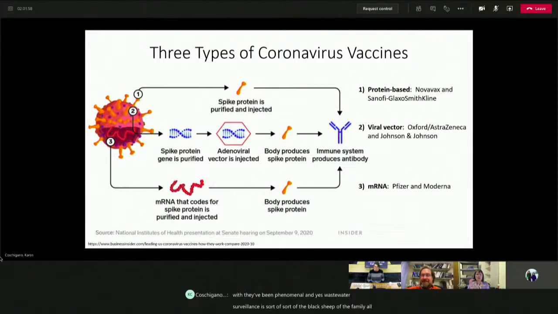And yes, wastewater surveillance is sort of the black sheep of the family. All resources are going towards clinical testing. So for wastewater surveillance, we've had to use what's left over, what people aren't needing for the clinical testing. Someone phrased it as the wild, wild west. Everybody's got a different technique because you work with what you've got. Like my centrifuge, I got that from Guy. It's like, okay, I can do 8 samples.